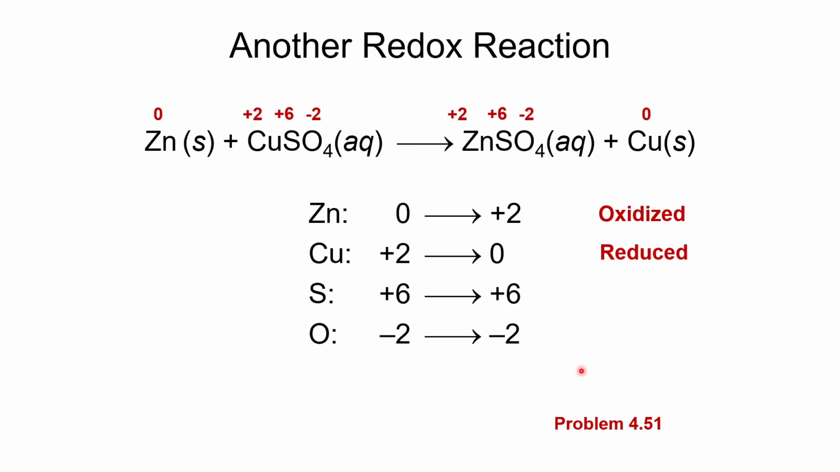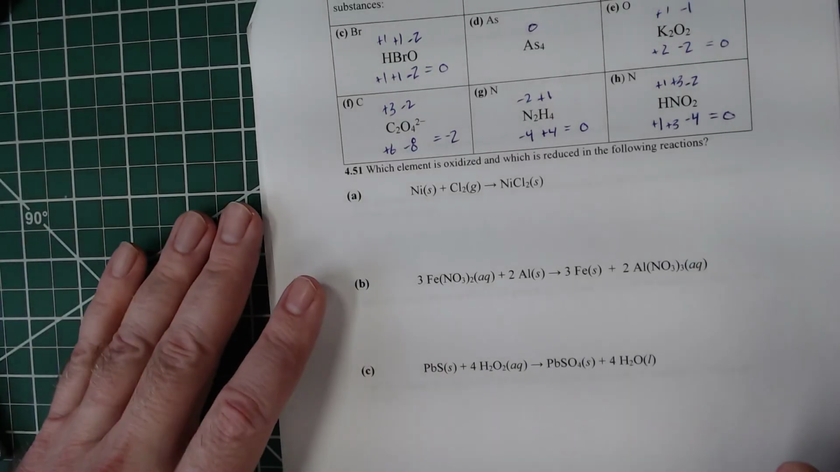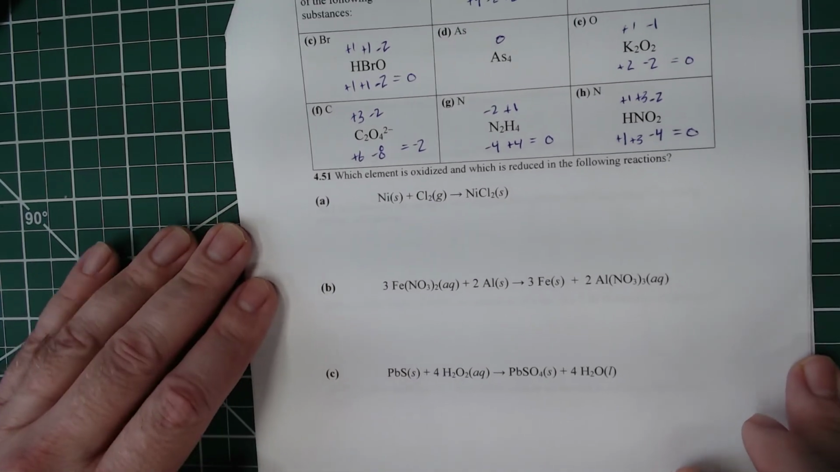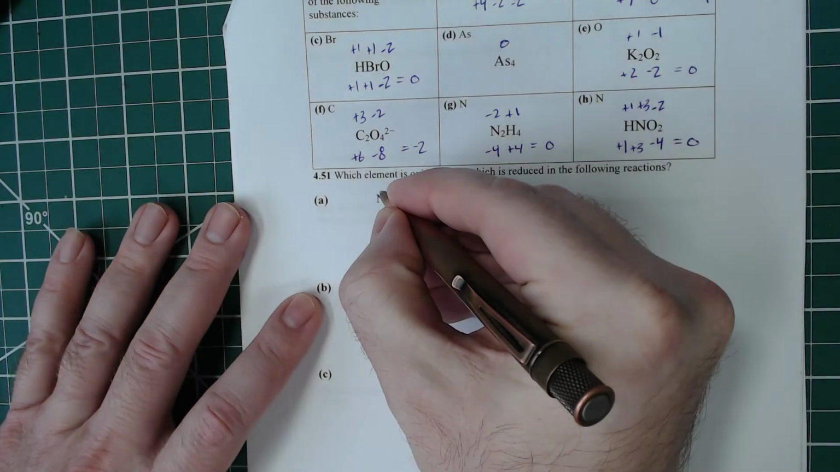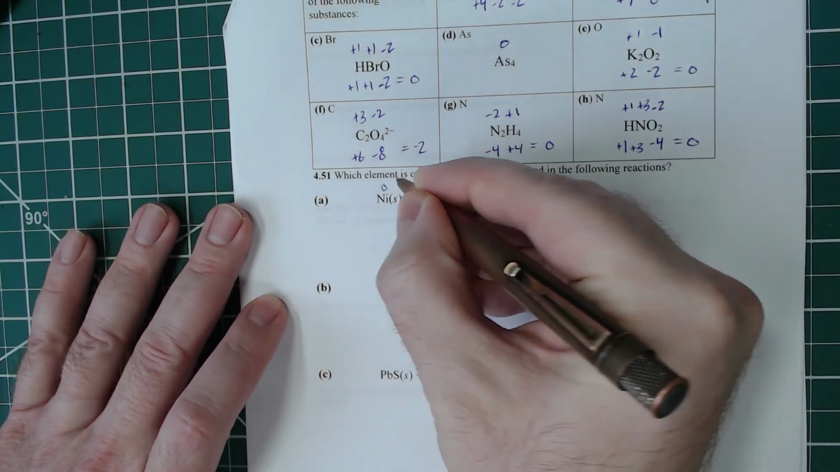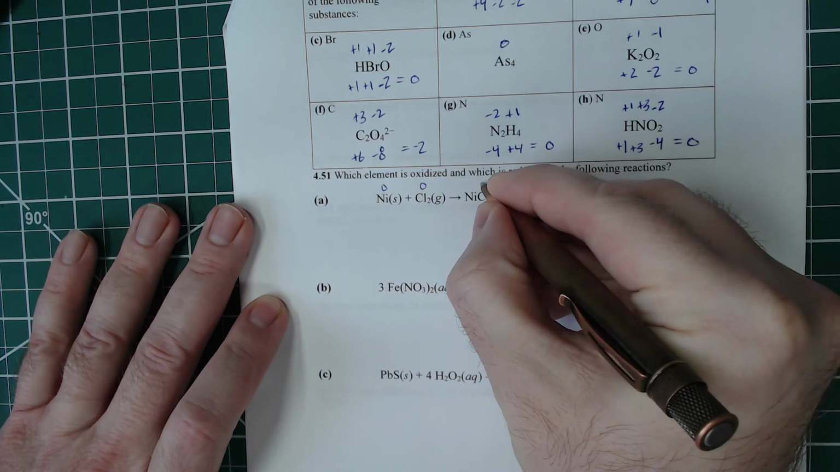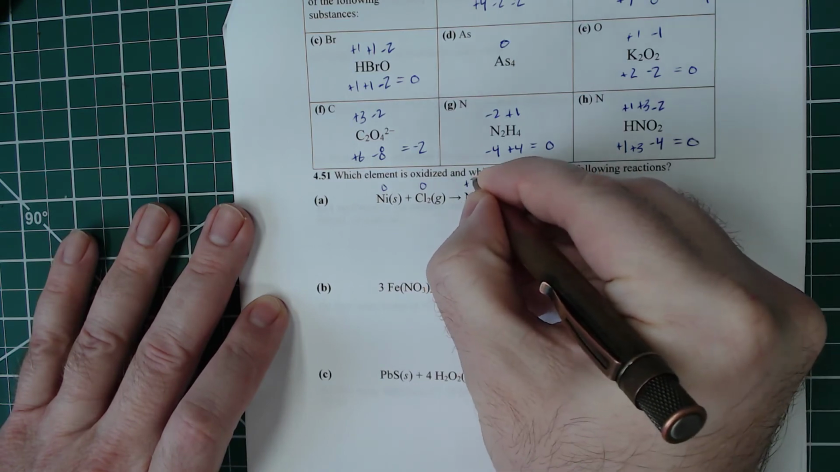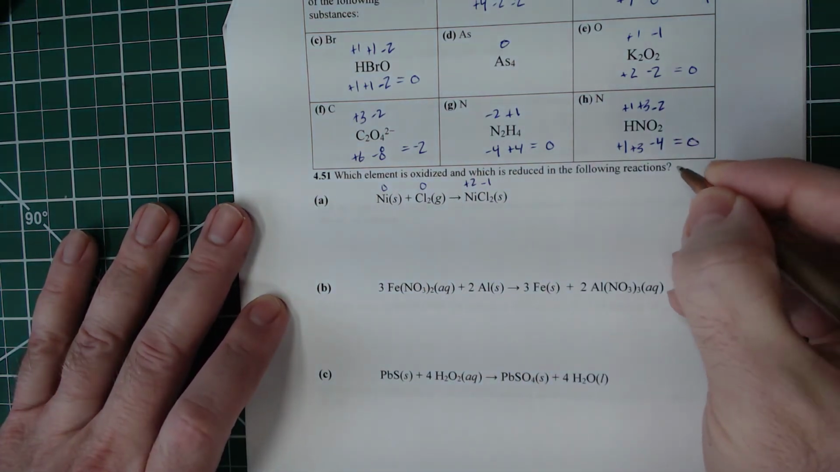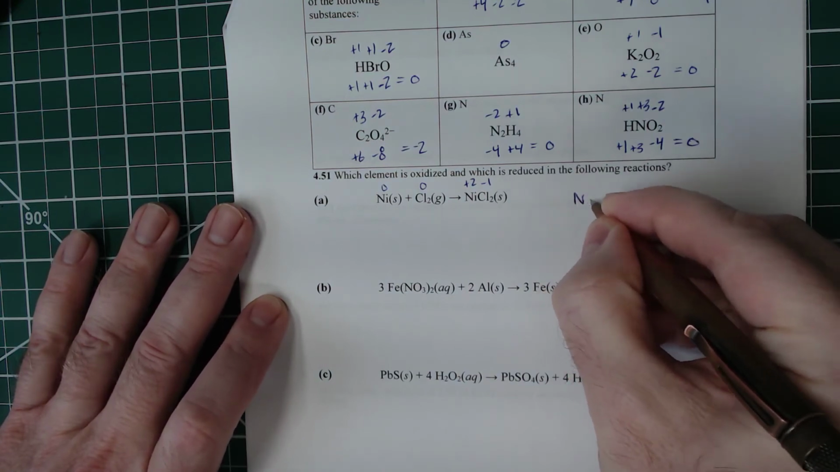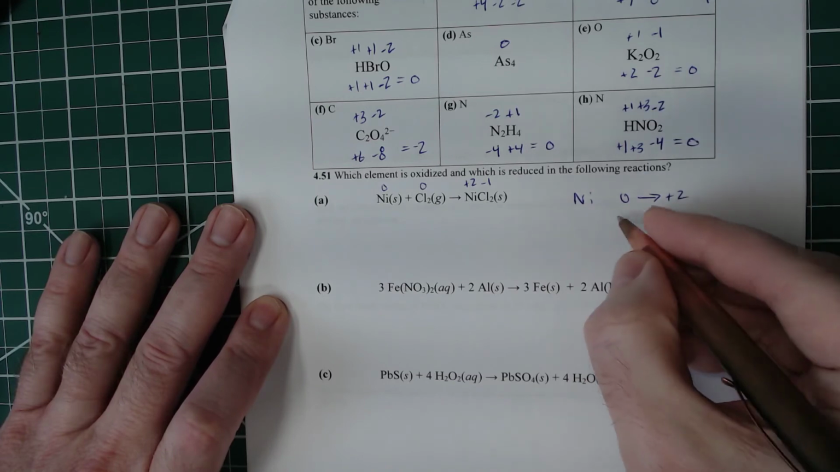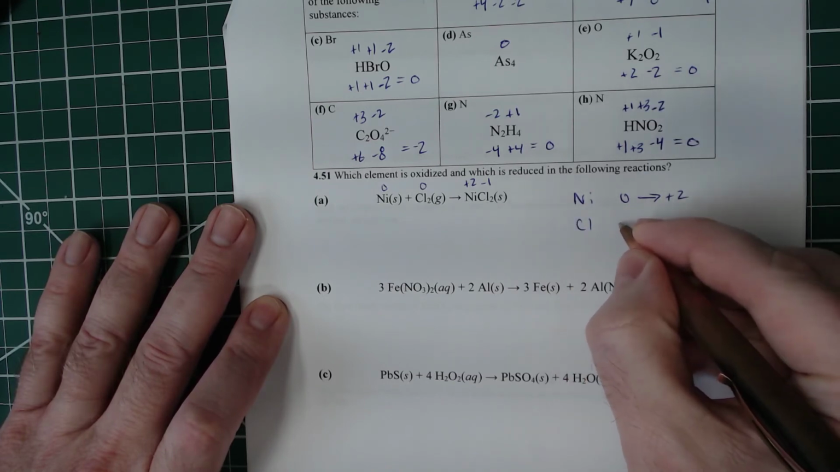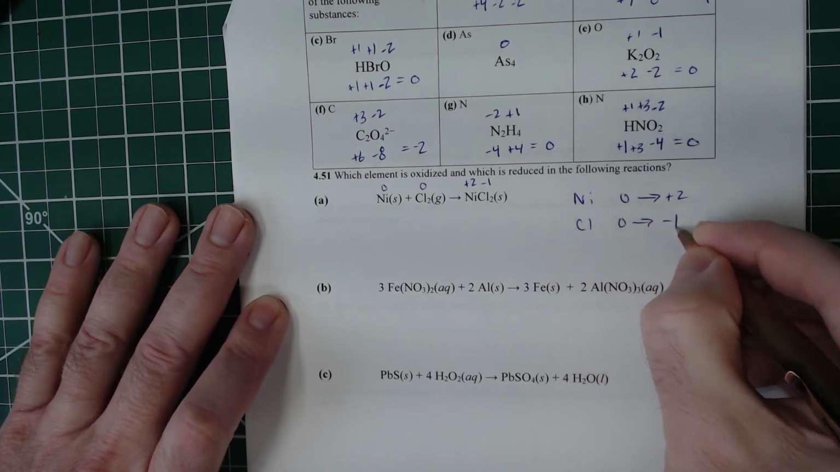So next, we want to figure out what is getting oxidized. We're going to go to this in-class assignment problem. Which element is oxidized and which is reduced in the following reaction? So we'll put the oxidation numbers immediately above it. So 0, 0, -1 for the chlorine, +2 for nickel. So on this one, nickel went from 0 to +2, and chlorine went from 0 to -1.